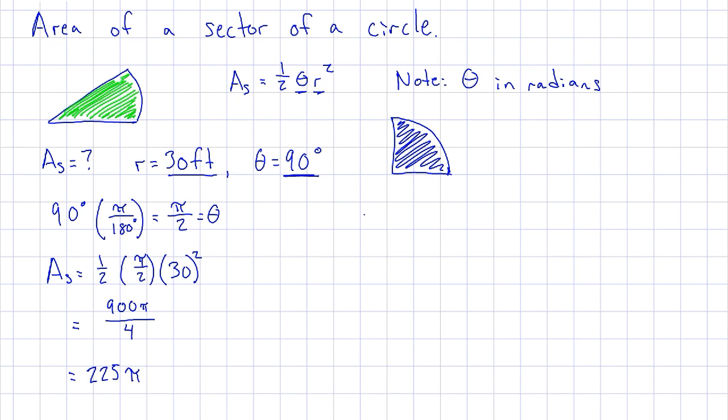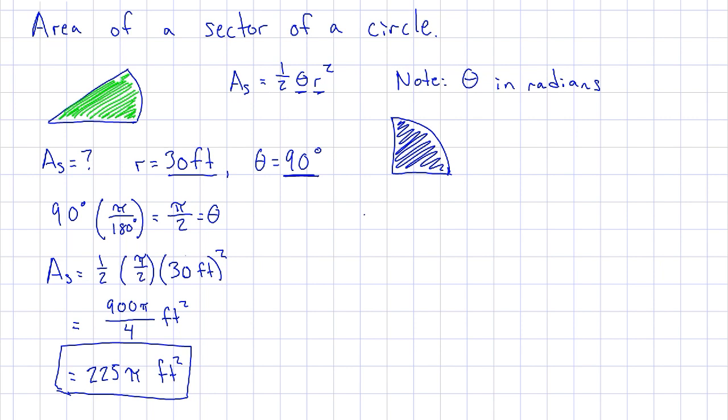Oh, and I made a mistake already here. Let's go back. I made a mistake because I did not include my units. So this should have been 30 feet squared. There we go. Now I have square feet, which is an appropriate measure for an area. Square units there. This is the exact answer.